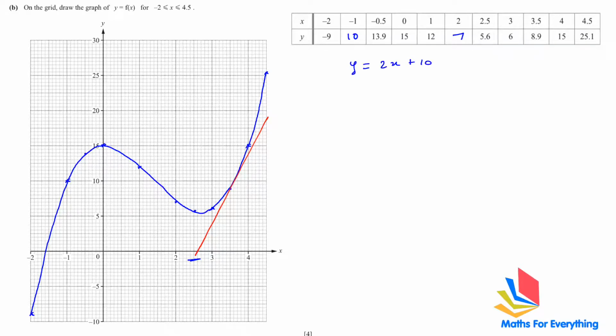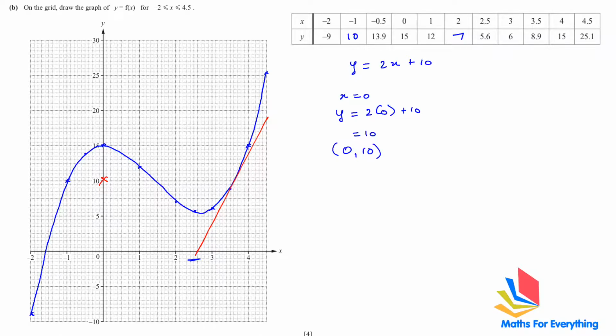The first thing that you should do is draw the line in whichever way you understand. You can either make a table like this and draw, or in place of x, put 0. When x is 0, what will you get? Y is 10. So the first point is 0 and 10. This is 1 point.